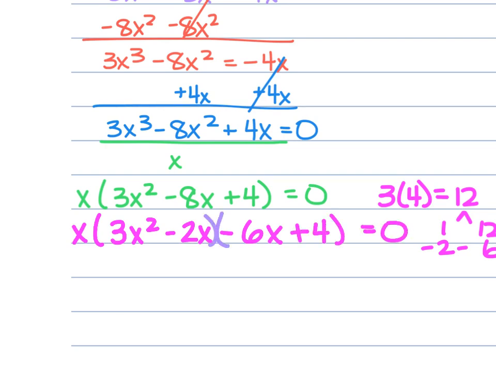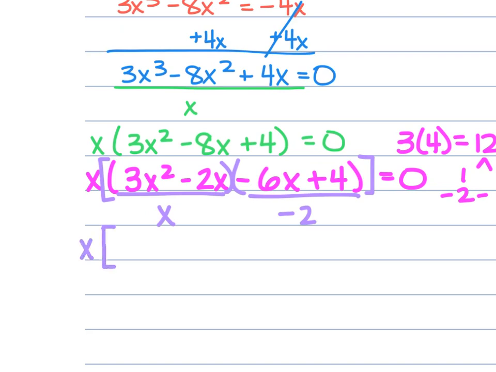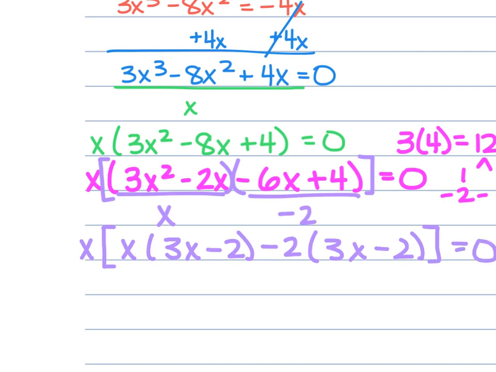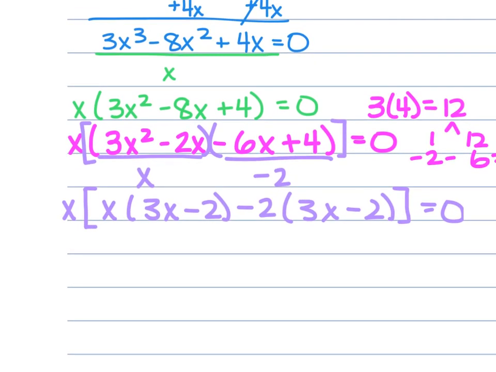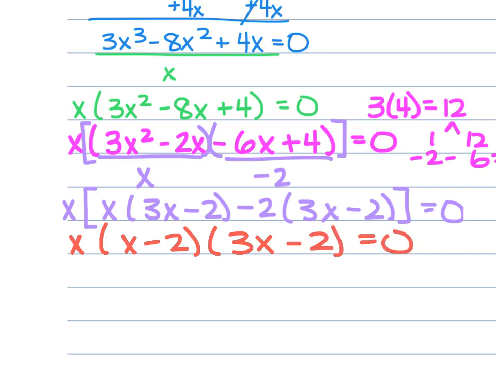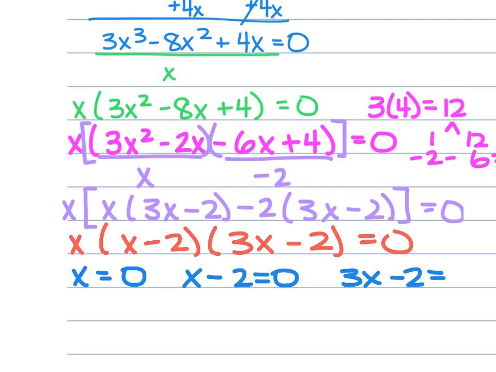So from here, factor by grouping. We're going to factor out an x from the first set. We're going to factor out a negative 2 from the second set. So this is going to leave us with x times 3x minus 2 and a negative 2 times 3x minus 2 is equal to 0. So from here, go ahead and rewrite this to where you have x minus 2 times 3x minus 2 is equal to 0. Set each part equal to 0 now. You have x is equal to 0, x minus 2 is equal to 0, and 3x minus 2 is equal to 0. The x is equal to 0, that's a solution.